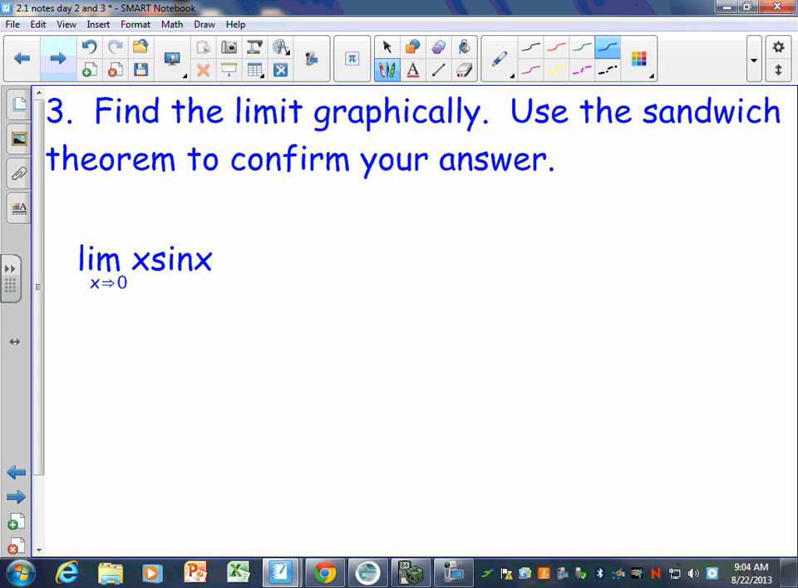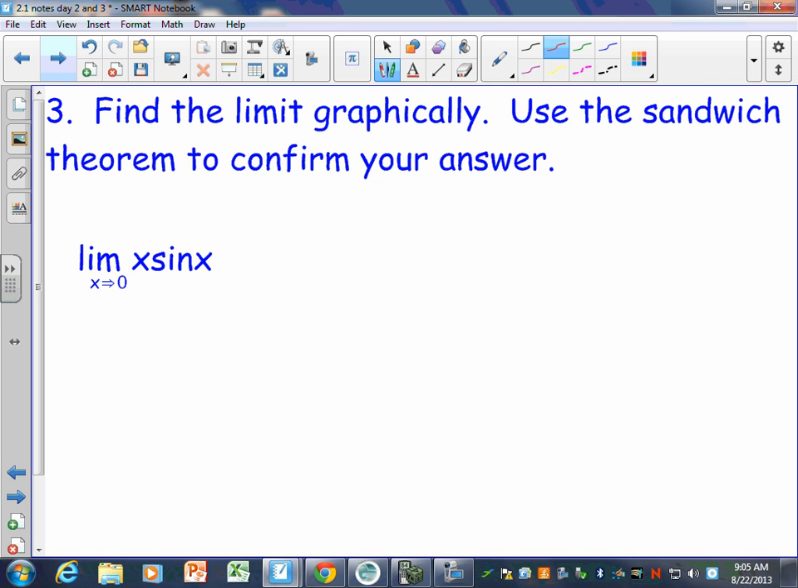Most of the time, the sandwich theorem is used when you can't take the limit. Like on this one, do you agree that I could just plug 0 in there and find the limit? But what if it was divided by something weird? Sometimes there wouldn't be a way to take the limit algebraically. And so we're going to actually use the sandwich theorem, even though we don't have to on this one.